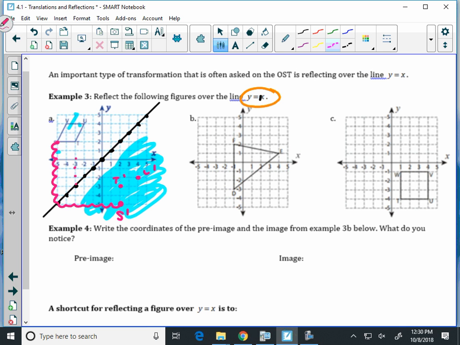And then V is 1, 2, 3, 4, 5, 6, 7, 8. So I'm going to go right. 1, 2, 3, 4, 5, 6, 7, 8. And we're done. It landed in the right area. We took this figure and flipped it over that line.